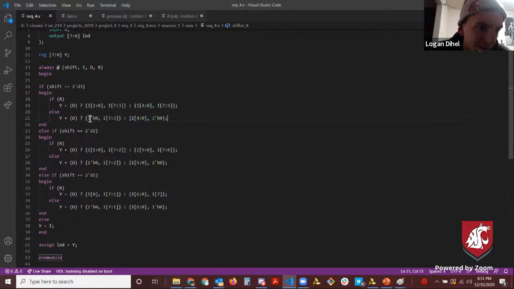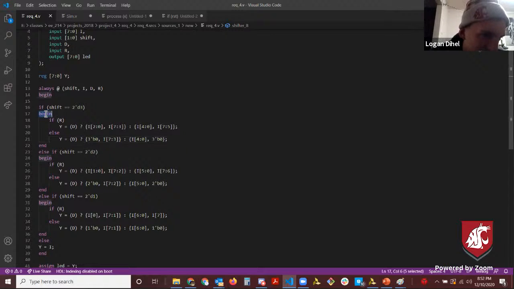I could have just said y equals. Let's see. That's right, this is left. So if it's left, then I could have shifted by shift, right? Or by 3. Whatever works for you. But yeah, this is kind of the general structure of a shift register.